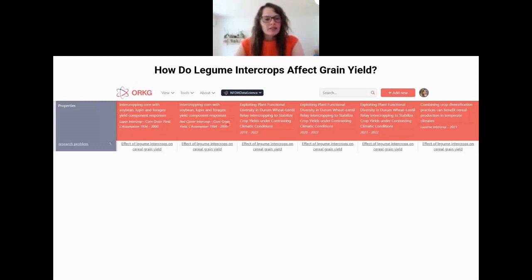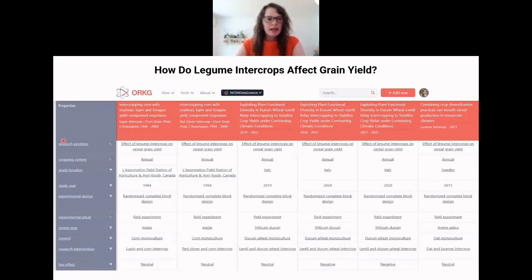And then if we look at these different columns, these represent different studies that address this question. And now we have different rows of information that have different information or characteristics about these studies. So as a human reader, I can look and quickly see, okay, they're all addressing the same research question here. They're looking at how legume intercrops affect yield. And I can look at similarities and differences across cropping systems, study location, experimental design. We can even provide a qualitative summary of how the treatment performed overall. So did legume intercrops tend to have a positive, negative, or neutral effect on yield?